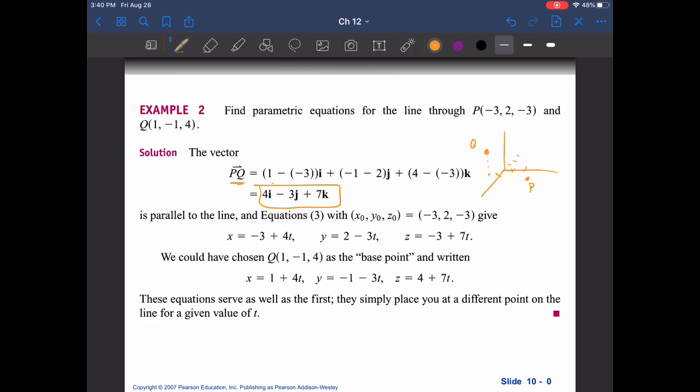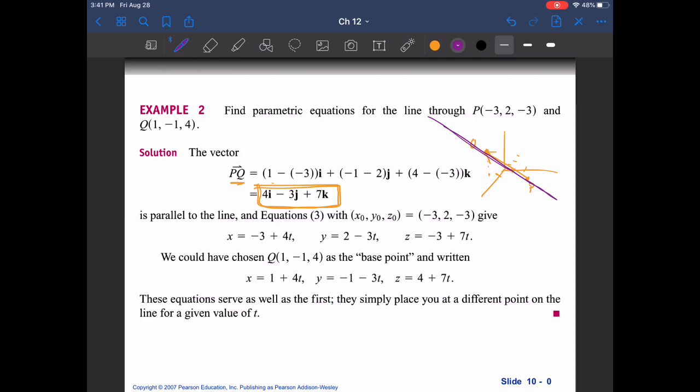And so what we're going to do is just make a vector from P to Q, like that. And when you make that vector, this is that vector right there, and that is automatically parallel to our line because our line is just running through those 2 points. So it's parallel. So there we go. Now we have a point and a parallel vector. In fact, we have 2 points and a parallel vector.